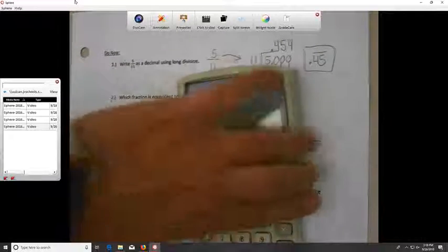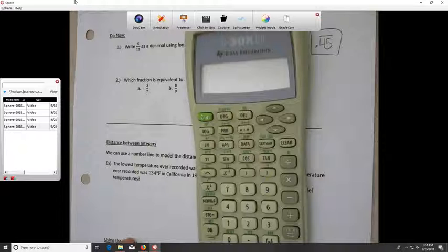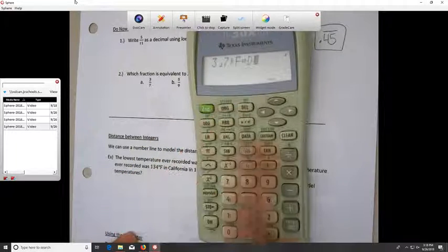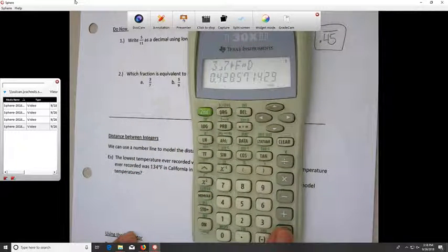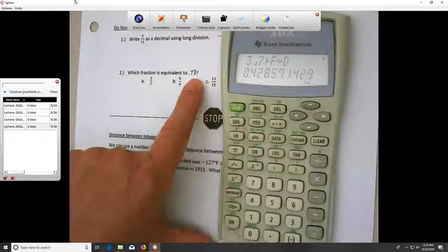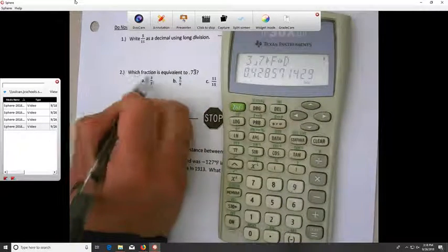Alright, so I'm going to start with 3/7. So I'm going to type 3 ABC 7, and then second PRB. Okay, that turns it into a decimal. That decimal is not equal to 0.73 repeating, so it can't be that one.